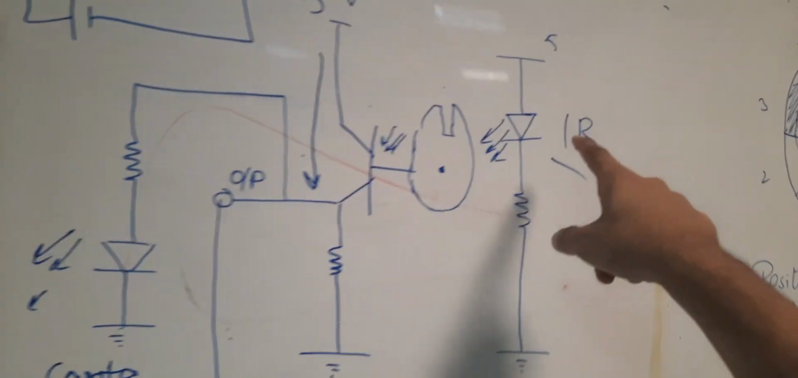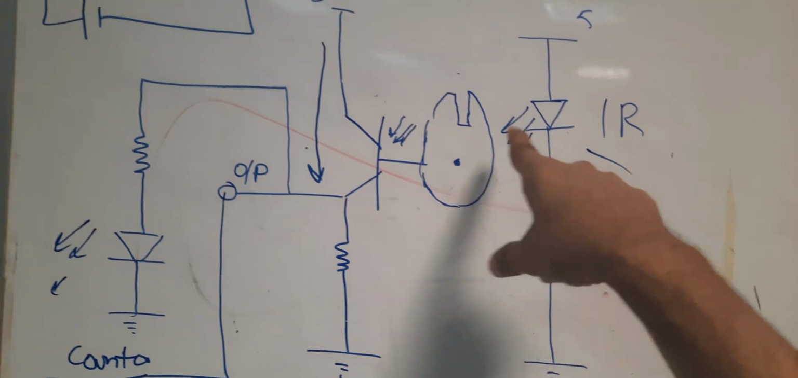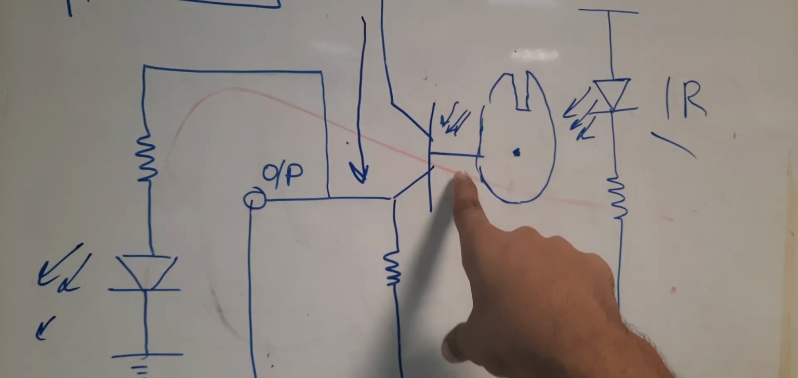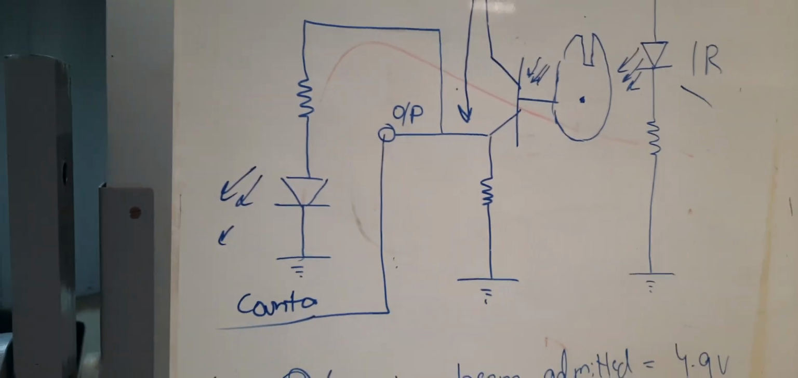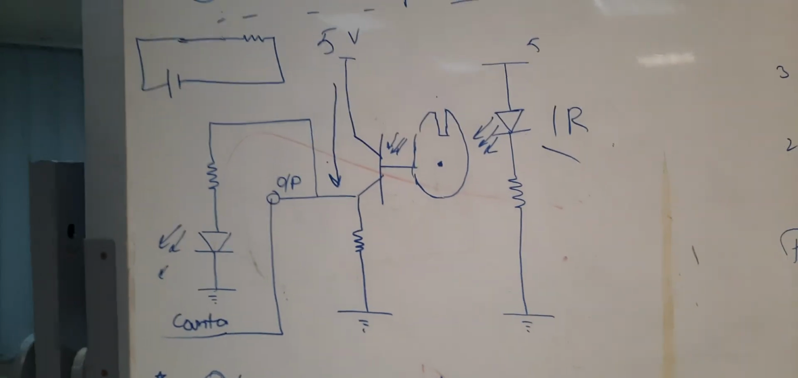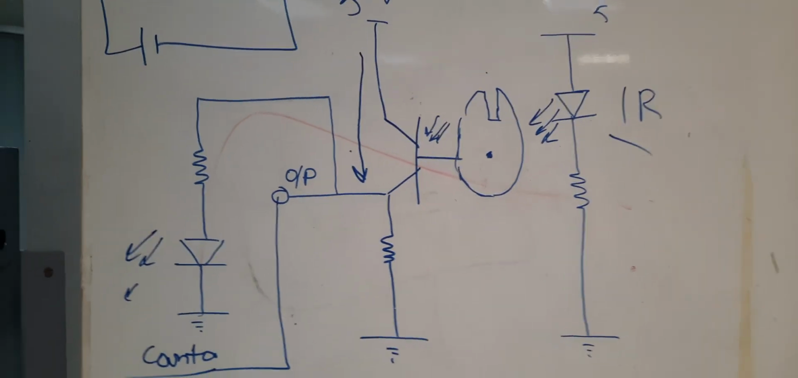So when the IR radiation falls on the phototransistor base, the LED glows. This is the working of the circuit. So how will we find the rotational speed with the help of this circuit?